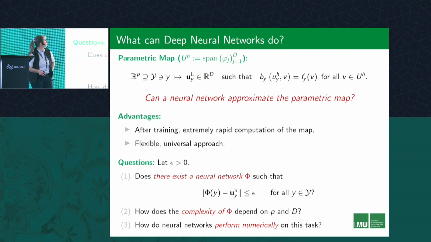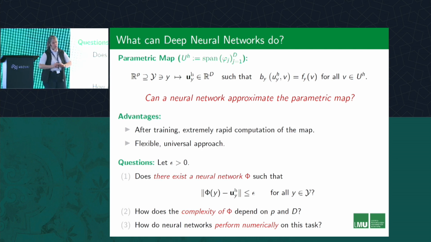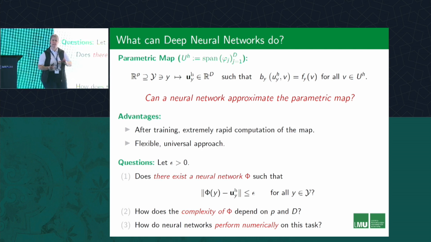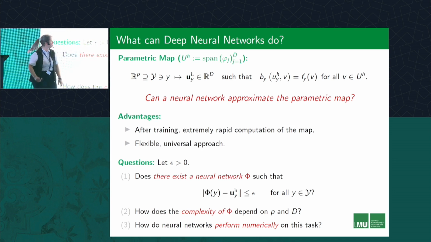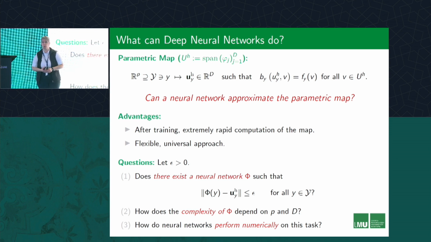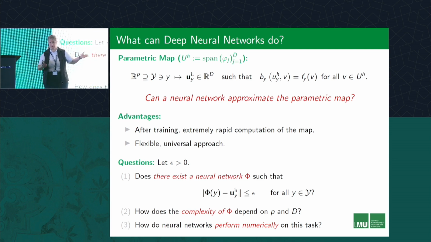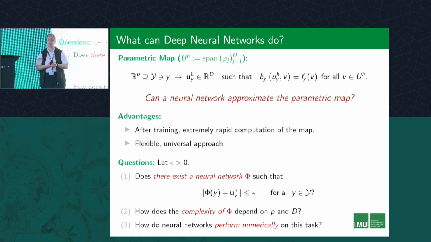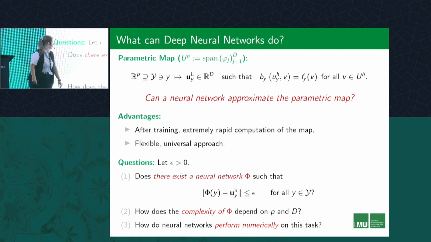This has a lot of advantages. After we train the neural network, we get a very fast method to compute the solution from each parameter. We also have a very flexible, universal approach. And we will see that neural networks are universal in that sense. They are able to handle situations of this type.